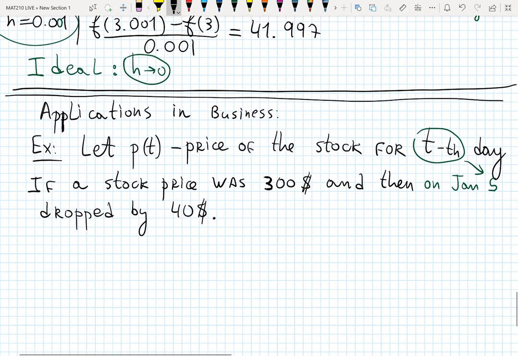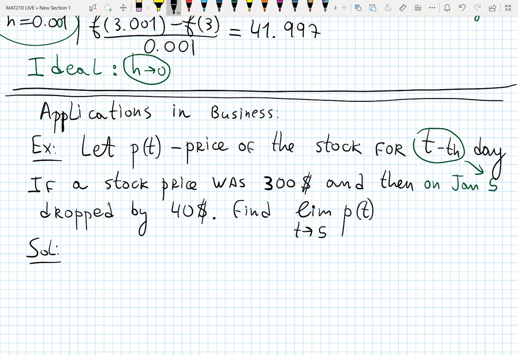Then find the limit of P of T when T approaches this day when the price dropped, when T approaches 5. Solution. Let's check what happened before January 5. So it means we're basically looking at the limit from the left. When T approaches 5 from the left, P of T, that means before January 5. Before January 5, it was $300.